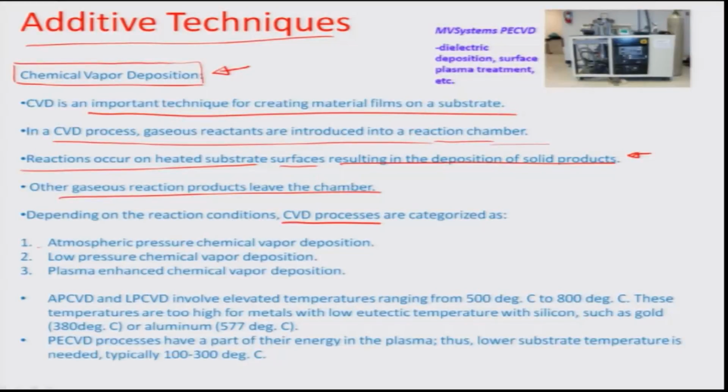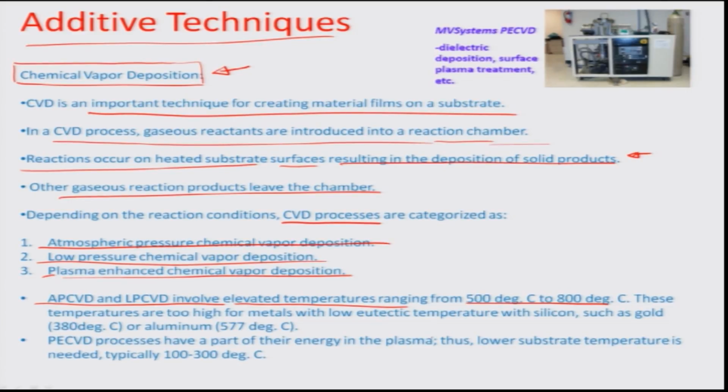Based on that, the CVD processes are categorized into APCVD, that is atmospheric pressure chemical vapor deposition, LPCVD, which is low pressure chemical vapor deposition, and PECVD, which is plasma enhanced chemical vapor deposition. The APCVD and LPCVD involve elevated temperatures, typically ranging between 500 to 800 degrees Celsius. These temperatures are too high for metals with a low eutectic temperature with silicon, such as gold or aluminum.